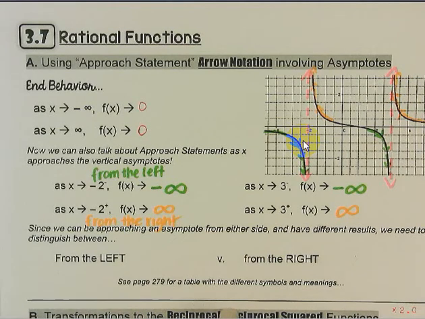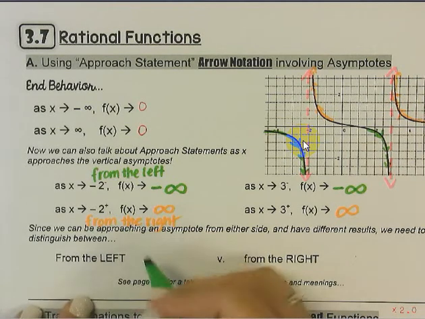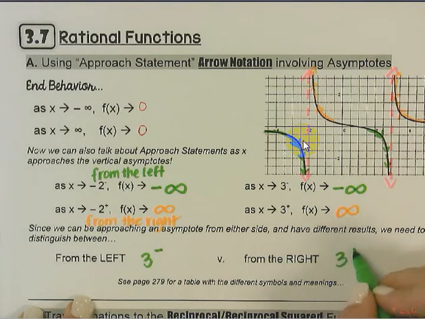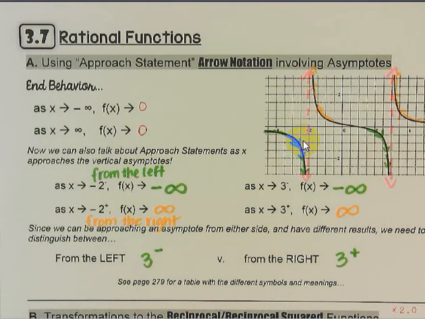Okay? So from the left is a superscript of a negative, and from the right is a superscript of a positive. Okay? If you want a little bit more info, on page 279, there's a table that has some of the different symbols and meanings. You guys can look that up as well. Okay?